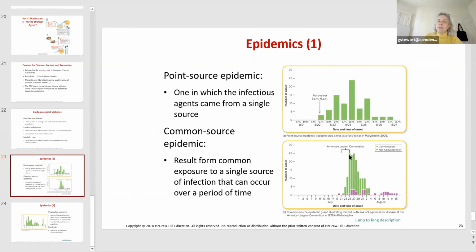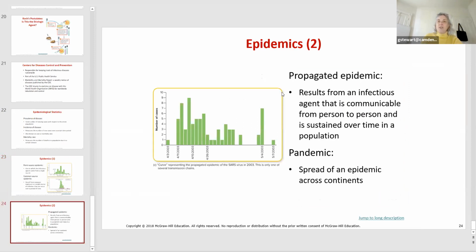The common source epidemic, this is much more what we're seeing with COVID, right? We're seeing that many people have an infection, right? And then it's also actually a propagated epidemic because it's continuing on as these people who are infected are transmitting to new people. And of course, we would be referring to this as a pandemic all the time because it's spread across multiple continents.